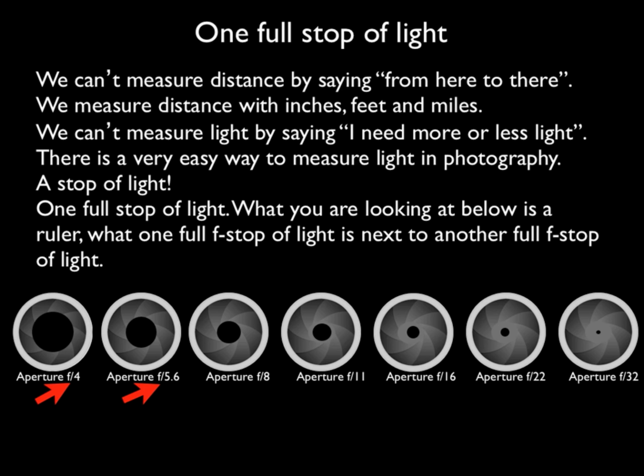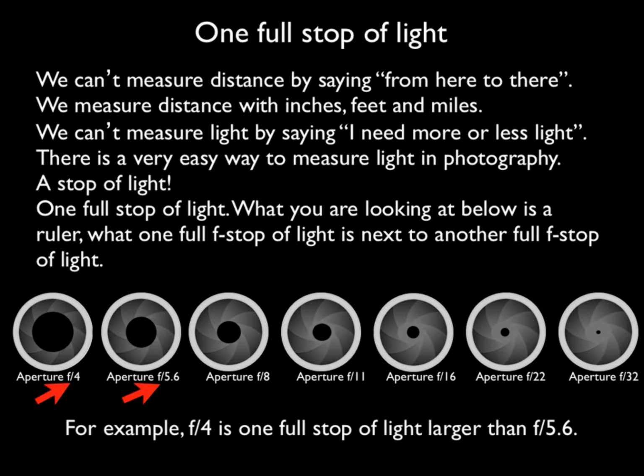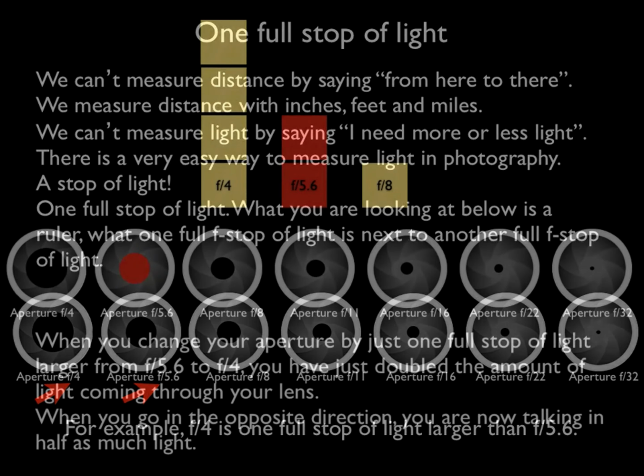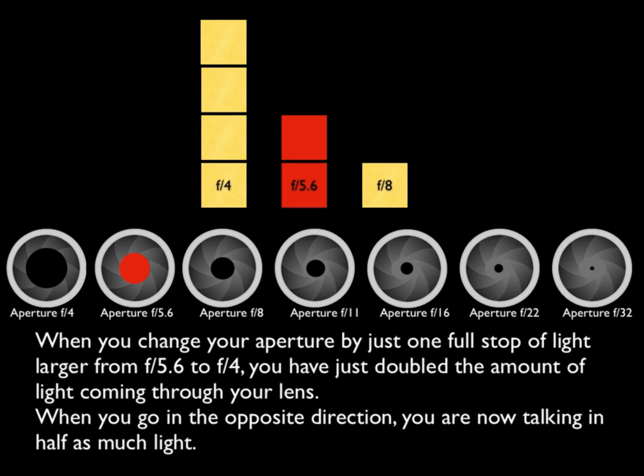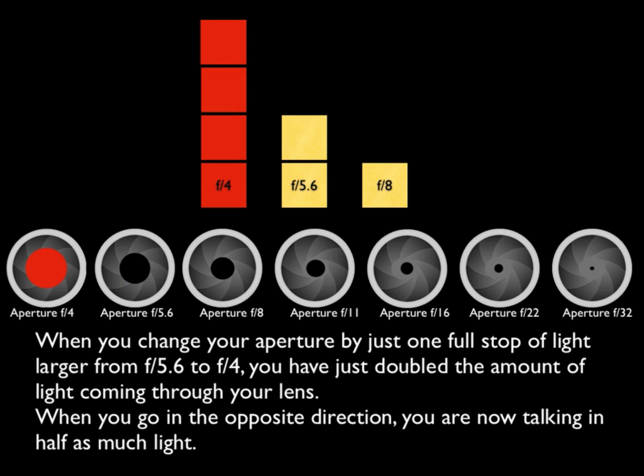What you're looking at below is a ruler. It shows one full f-stop of light next to another full f-stop of light. For example, f4 is one full stop of light larger than f5.6. When you change your aperture by just one full stop of light larger, from f5.6 to f4, you have just doubled the amount of light coming through your lens. When you go in the opposite direction, you are now taking in half as much light.